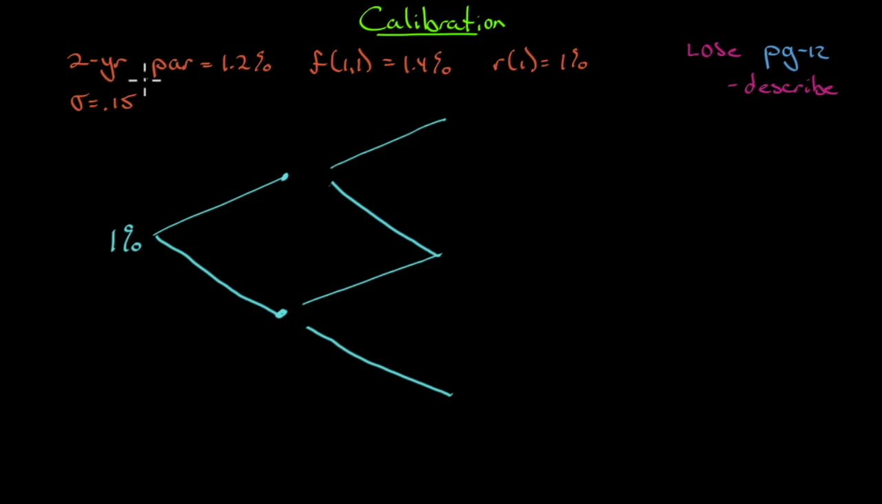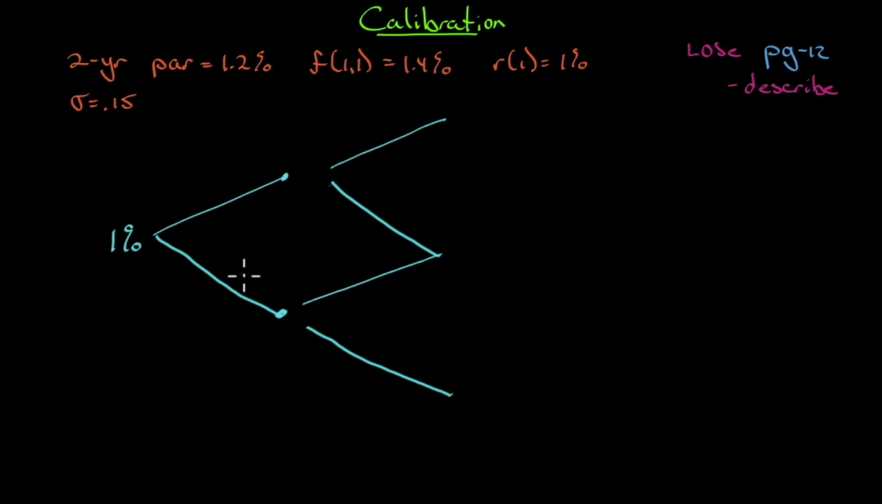So what we're going to use is the 2-year par bond, 1.2%. Our forward rate, you'll recall, we calculate at 1.4%, and our 1-period spot rate was 1%. We're going to assume standard deviation or volatility of 15%. Let's see how we do this. Well, we use 1%. Now, we're just going to calibrate these rates right here. And you may be thinking, well, why wouldn't we use a 1-year bond to calibrate that instead of a 2-year if we're calibrating the interest rates at t equals 1? Why are we using a 2-year?